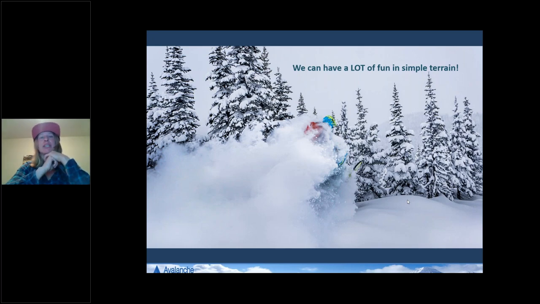And in simple terrain, we can find all sorts of features to hop off of, practice skills. I mean, playing around in the trees. I feel like I have a lot more fun just playing around in the trees in simple terrain than I do hill climbing a lot of the time. So keep that in mind too when you're choosing your terrain. You don't necessarily have to expose yourself to a bunch of avalanche hazard in order to have fun out there.